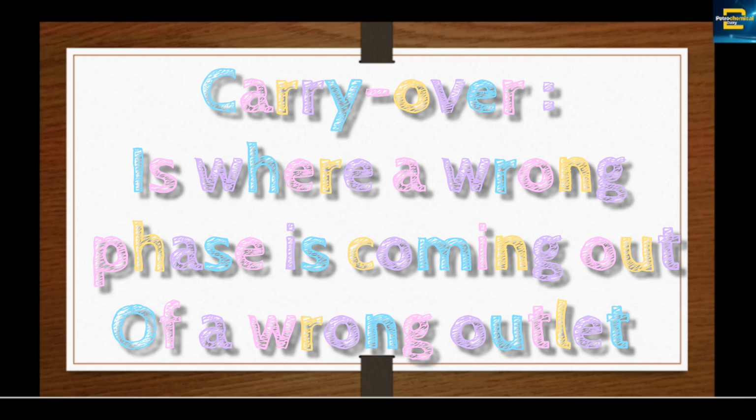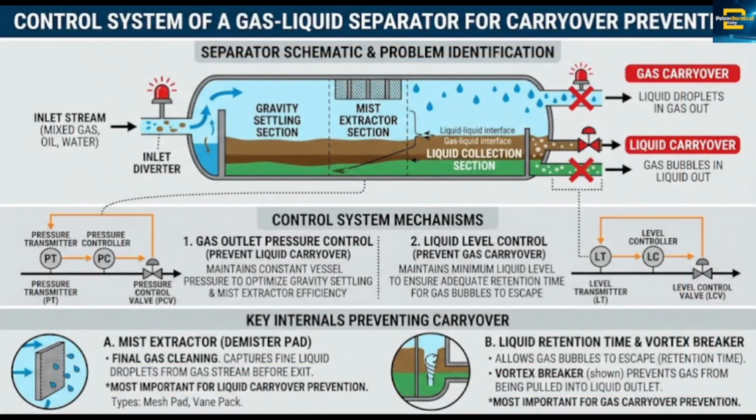Now for example, we have our gas outlet. When a liquid is coming out of the gas outlet, that is carryover. That is a carryover. And here we have the gas carryover. Here we have the liquid droplet in gas out.